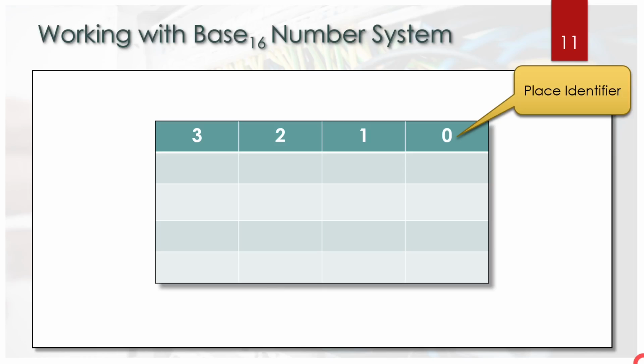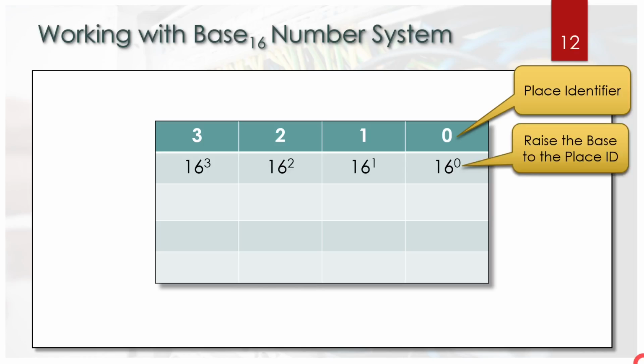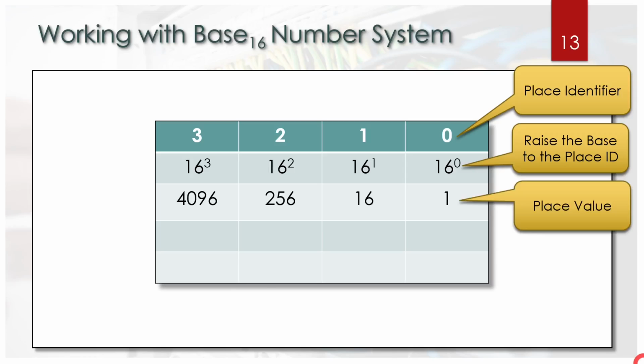Okay, so we have our place identifiers 0, 1, 2, and 3 here. And then we're going to raise our base to that place identifier to get our specific place values. Our place value is always going to be 1 in this location because any number raised to the 0th power is 1. The next number is going to be whatever the base is, because any number raised to the first power is going to be that specific number. 16 squared is 256, and 16 cubed is 4096.